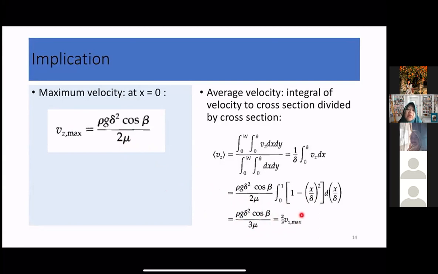Okay, so if you can calculate the V max, you can calculate the average velocity. Actually, in pipelines, in fluid mechanics, the velocity that we actually use is the average velocity. But with transfer phenomena, we can find the profile of the temperature, which one is the maximum, which one is the minimum, and also which one is average.